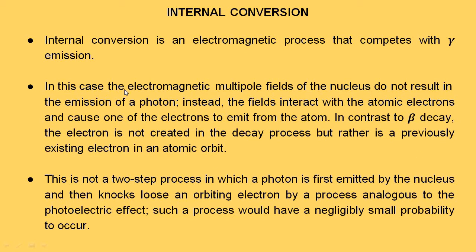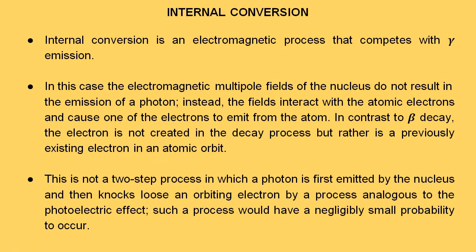So, in this case, the electromagnetic multipole fields of the nucleus do not result in the emission of a photon. Instead, the fields interact with the atomic electrons and cause one of the electrons to be emitted from the atom. In contrast to beta decay, the electron is not created in the decay process, but rather is a previously existing electron in an atomic orbit.